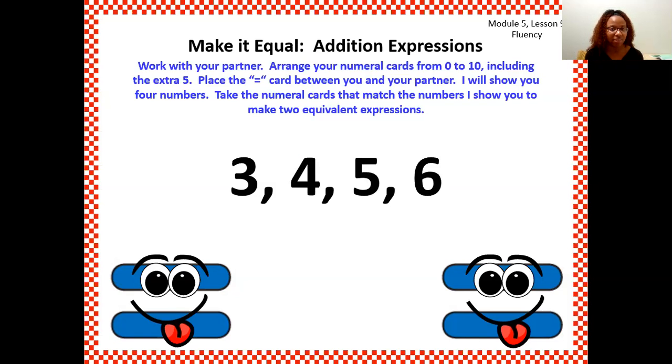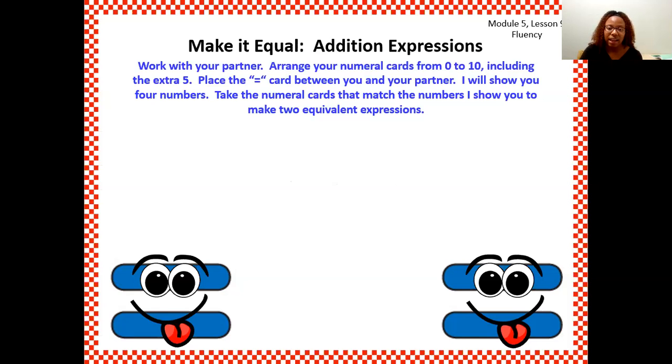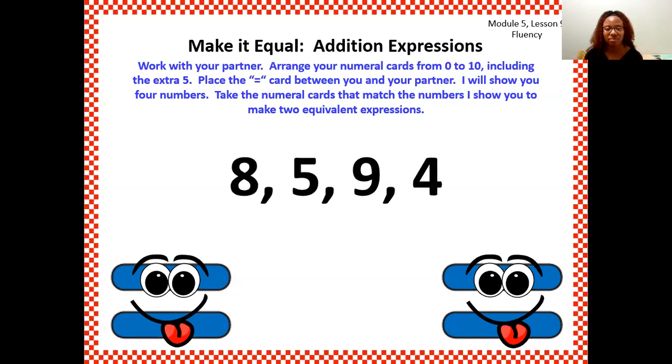All right, those sound similar to mine. I have 4 plus 5 is equal to 6 plus 3 because those two expressions are equal to 9. Here's our last set of numbers. And what equal expressions did you create? Are both sides equal to 13? If so, go ahead and give yourself a thumbs up. I wrote the expressions 8 plus 5 is equal to 9 plus 4.